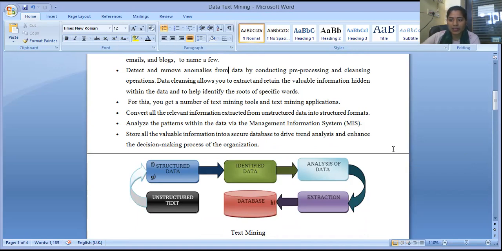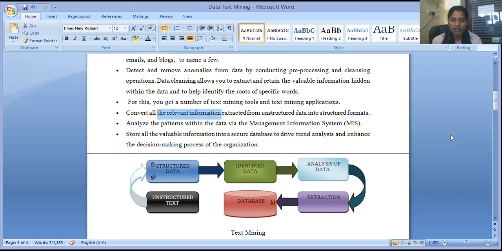Whenever you get the relevant information from that set of data, then what you will do is convert all the relevant information extracted from the unstructured data into structured data. Whenever you get and clean all the irrelevant data, you are left with only the relevant data, and then you form a structure and arrange that data in a format. That is known as converting unstructured data into structured data.